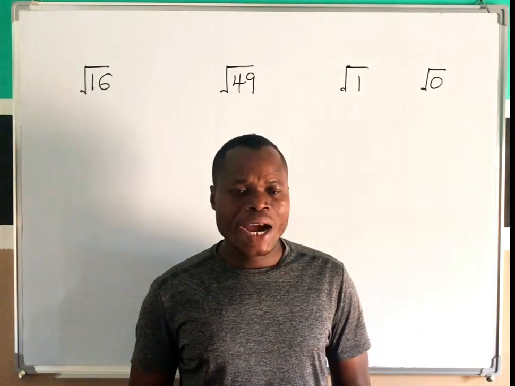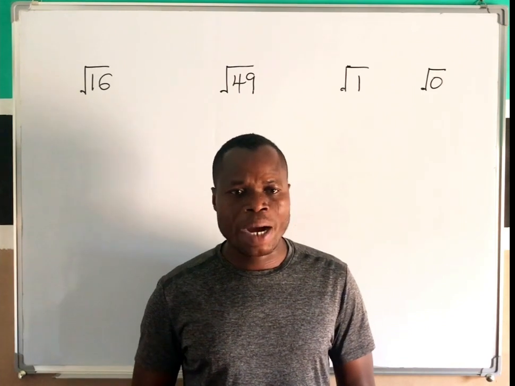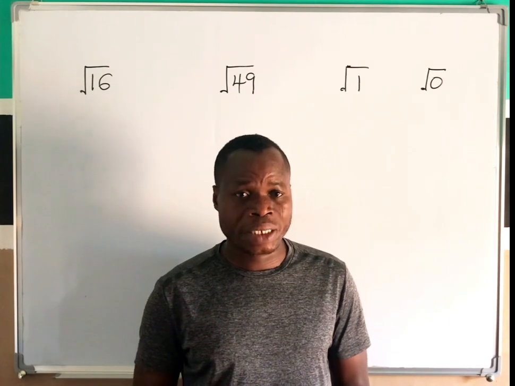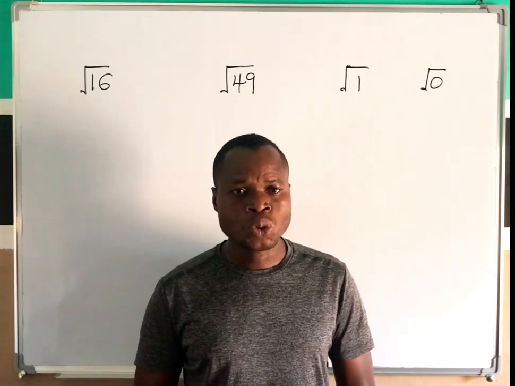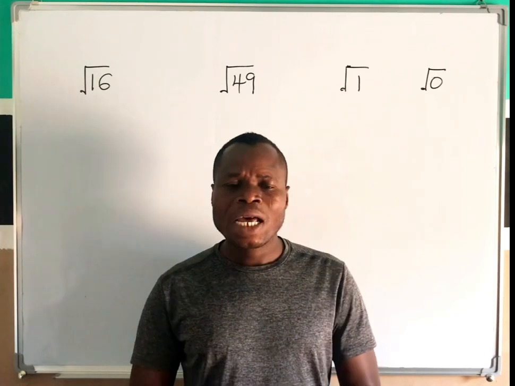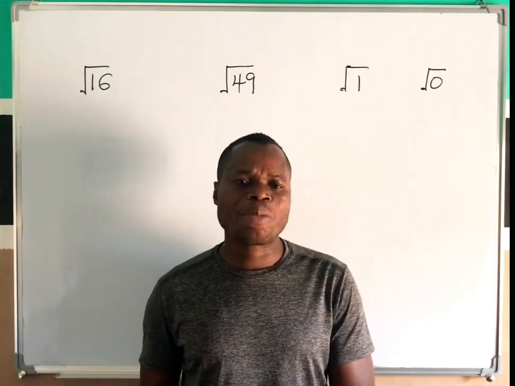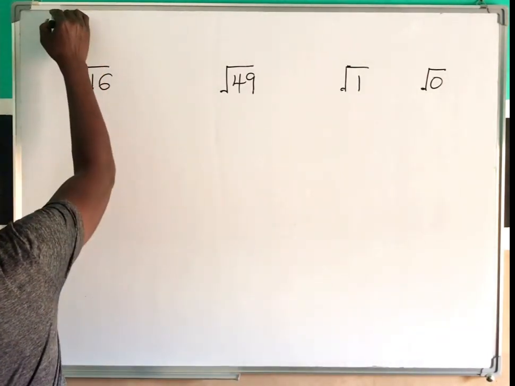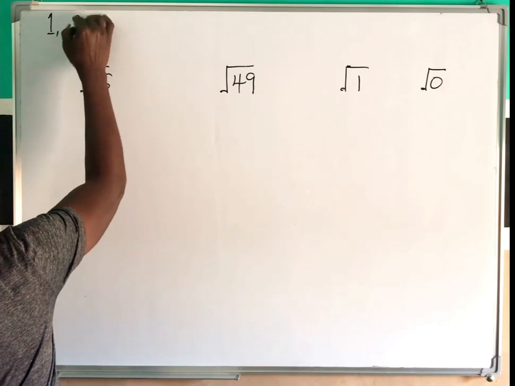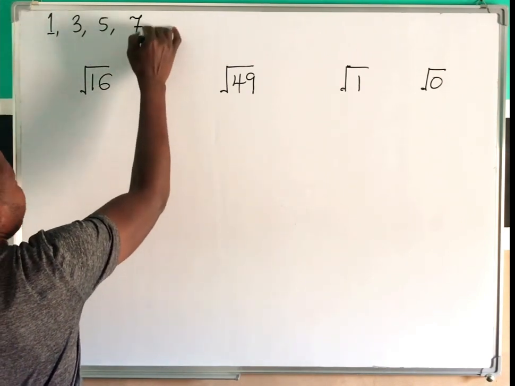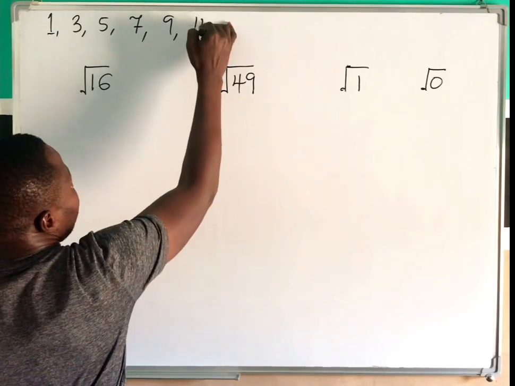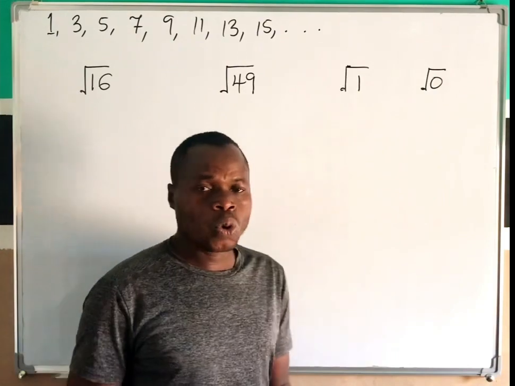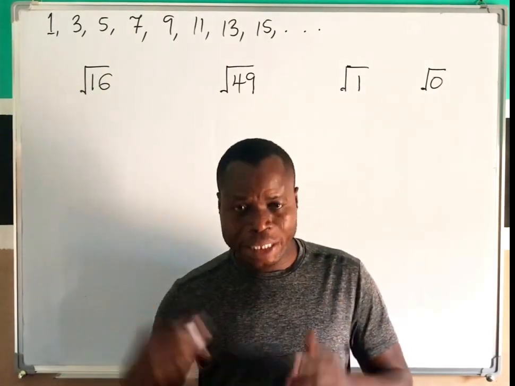Anytime you are to find the square root of a perfect square number without using a calculator, and you want to use the repeated subtraction method, we have only 2 steps. The first step is to list all the odd numbers starting from the first odd number, which is 1, followed by 3, 5, 7, 9, 11, 13, 15, and so on. So these are the odd numbers, and that's the first step.